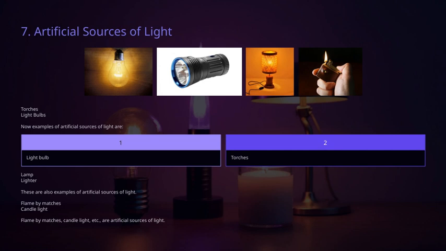Overall, artificial sources of light like torches, light bulbs, and flames help us extend our activities beyond daylight hours and are an integral part of our daily lives. They connect to the broader theme of how we harness different types of light to meet our needs.